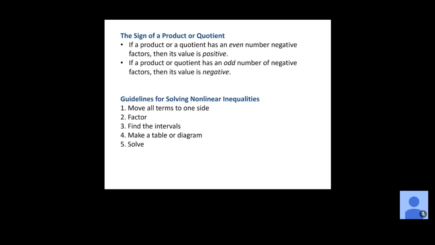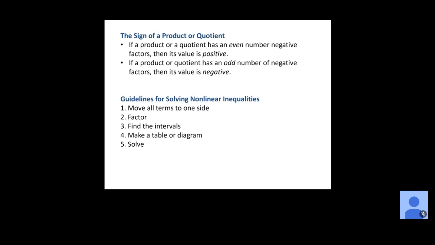Okay, and so what this is going to do for us is once we get some factors, rather than having to actually test every single possibility because there's an infinite number of possibilities, we can actually just determine, well, does each one of these factors come out as a negative or a positive value in a certain interval? And then we can determine if the overall product or quotient is going to be negative or positive based off the number of factors.